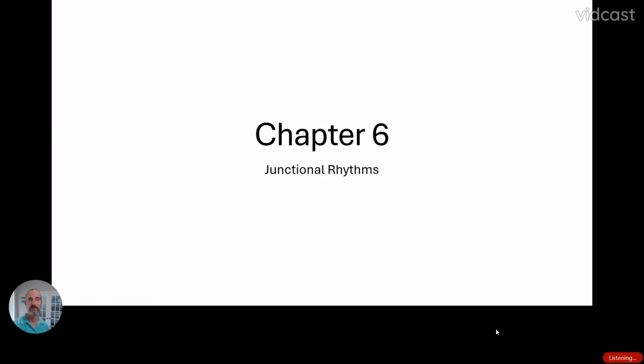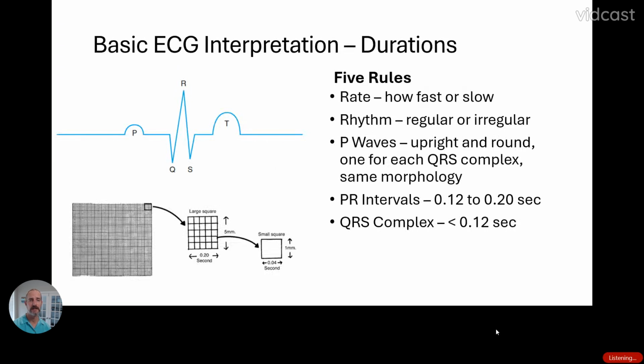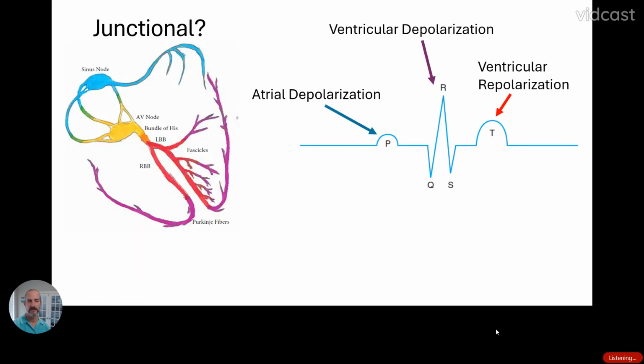We're going to go over Chapter 6, Junctional Rhythms now. A quick reminder of the 5 rules, staying with our routine of checking the rate, rhythm, and P waves, PR intervals, and QRS complex width. So, junctional rhythms. What are they?